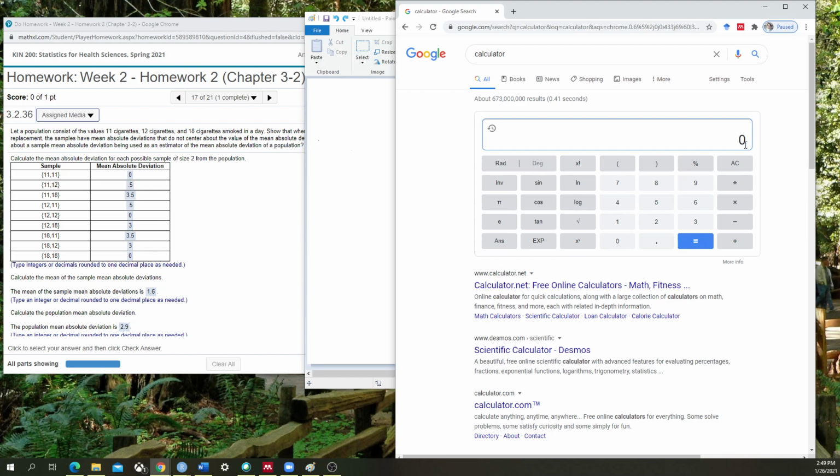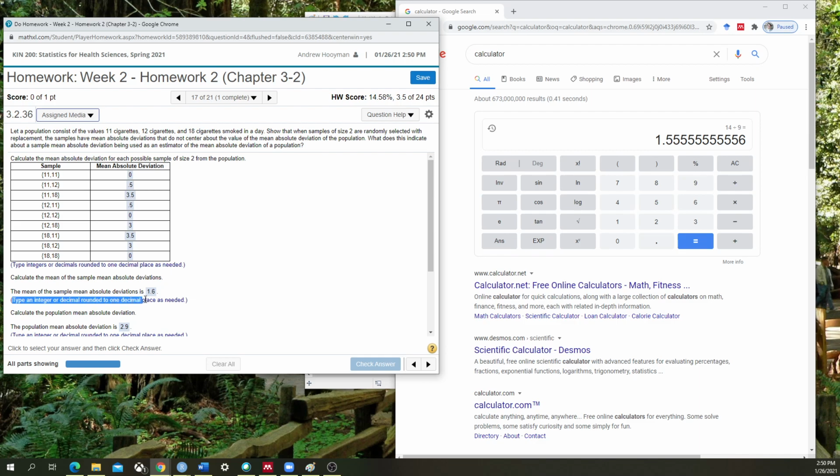I'm going to add up all of the real numbers. 0.5 plus 3.5 plus 0.5 plus 3 plus 3.5 plus 3. That's 14, and I'm going to divide that by 9. 1.55. The instructions here are telling me to type an integer or decimal rounded to 1 decimal place as needed. So I'm going to round 1.55 to 1.6. That's what I did here, and that is the answer.